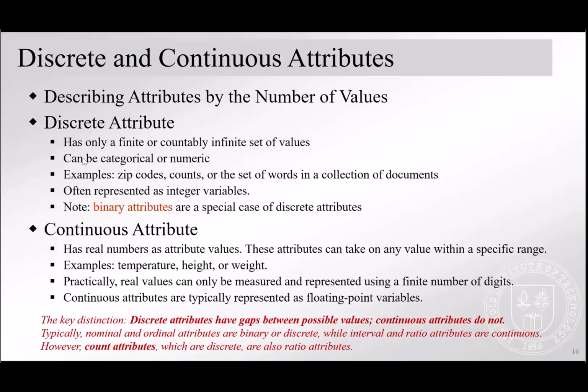Discrete attributes can be either categorical or numeric. For example, zip codes are discrete. There is a fixed set of possible zip codes. Counts are discrete. You can have 1, 2, 3 items, but not 2.5 items. You cannot say we have 2.5 students in this class. The set of words in a collection of documents is discrete as well. Each word is a distinct entity.